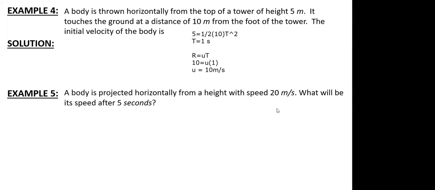A body is projected horizontally from a height with speed 20 meter per second. What will be its speed after 5 seconds? Okay, Jayendra got the answer as 70. Shaurya is getting 70. Bhavya is getting 54. Jayendra and Shaurya, you check whether it is 54, and Bhavya, you check whether it is 70.